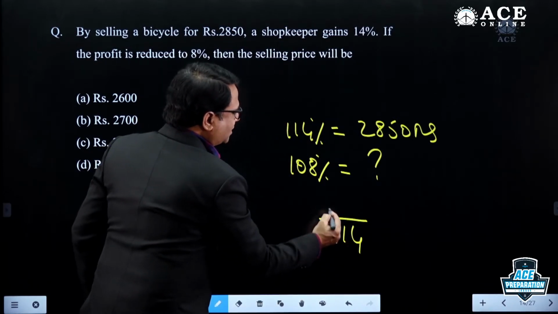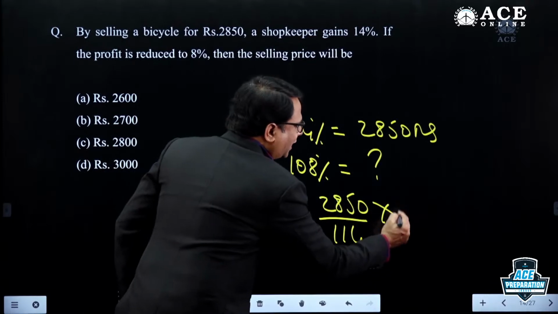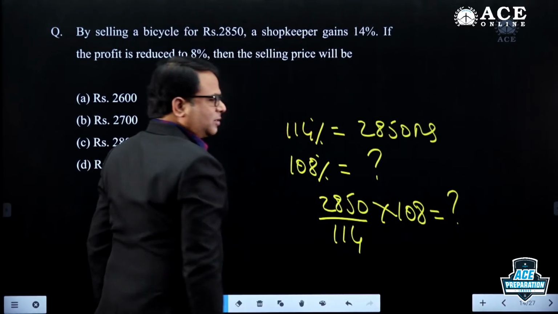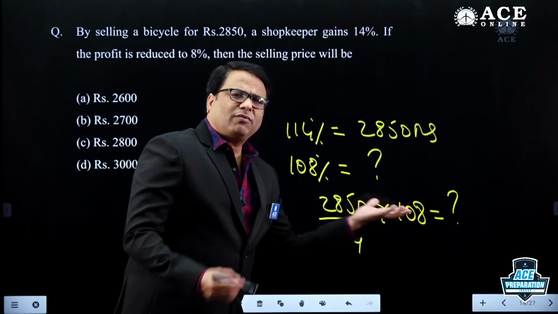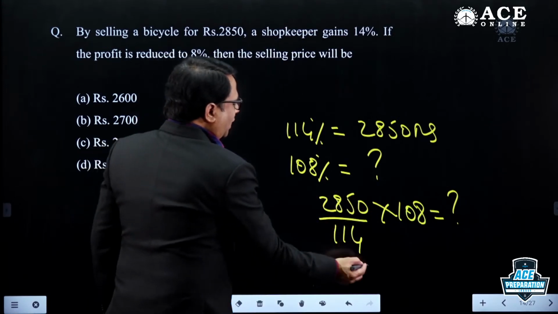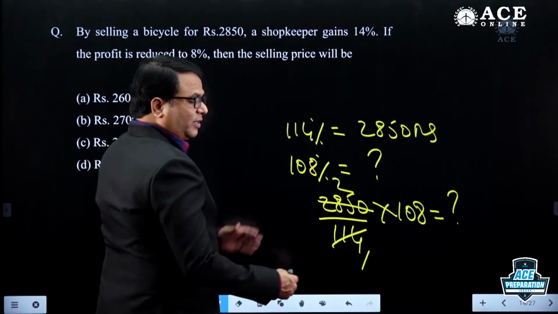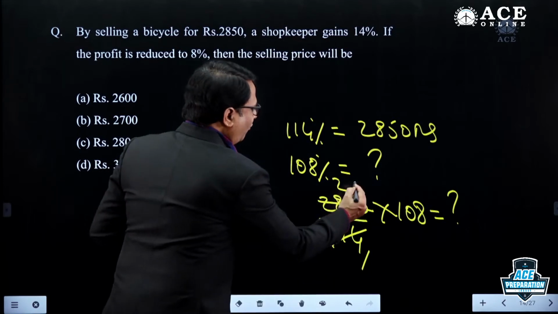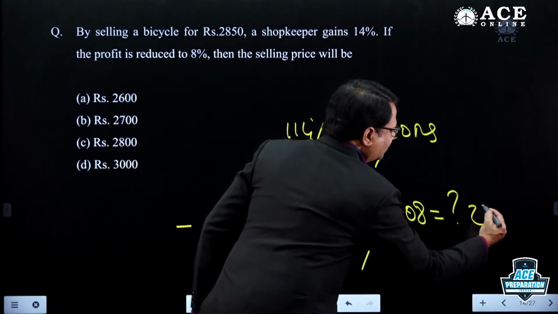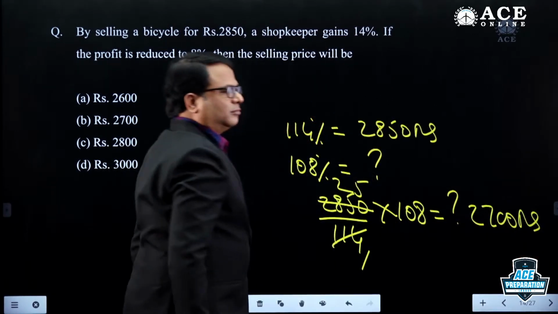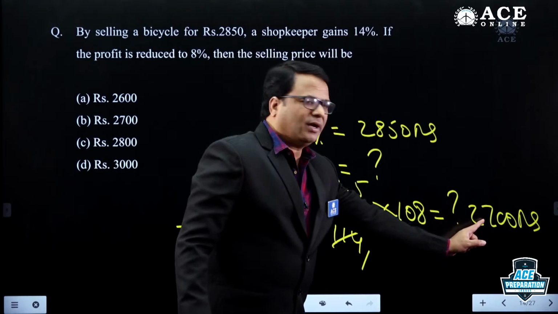When 114 is giving 2850, 108 will give how much? And you may be wondering, why am I not writing percentage? The percentage here will get cancelled anyhow. Now, 114 1 times, 114 2 times 228, 57 remainder, so 570, 114 5 times 570, and 25 into 108 is how much? 2700. So I can say if profit is 8%, selling price will be 2700.